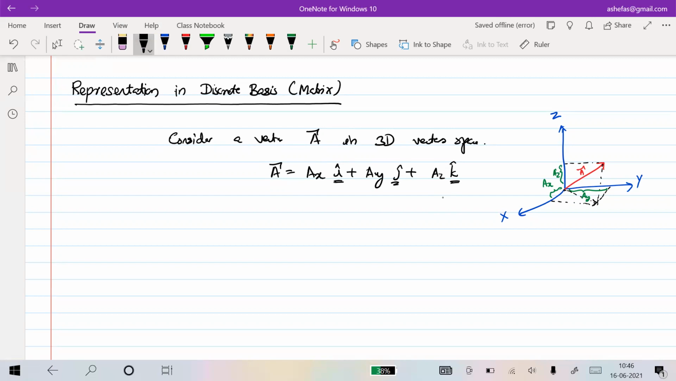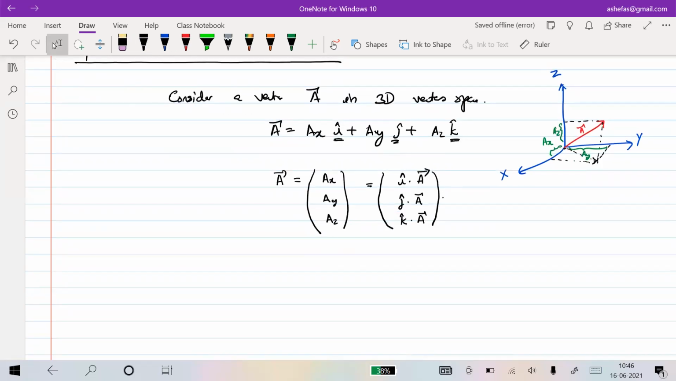Now the same vector we can represent in the matrix form in this way. This vector A can also be written as Ax, Ay, Az. Remember, these Ax, Ay, Az are the three components of the vector along the x, y, and z direction. Now we have to generalize this to n-dimensional vector space. So better we can represent these in another way. Ax can also be written as the dot product, or scalar product, between the unit vector i and A, and Ay can be written as the scalar product between j and A, and Az can be written as the dot product between the unit vector k and A. So this is a way of representing a vector in the normal three-dimensional vector space.